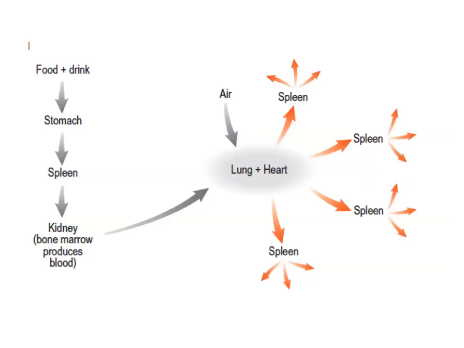Yun, bleeding. Okay? So this is the illustration of how food and drink transform, where it goes to the stomach, and then the spleen, they work together, and then the kidney or bone marrow, with the air in the lungs, and the heart. So later, in the next slide, I will explain. Okay?